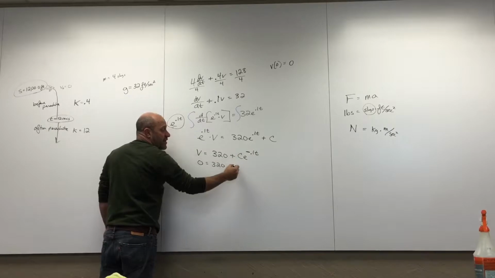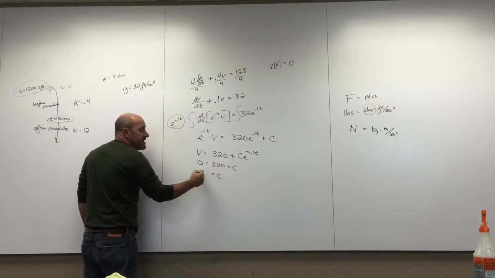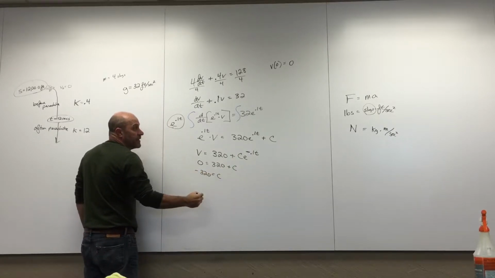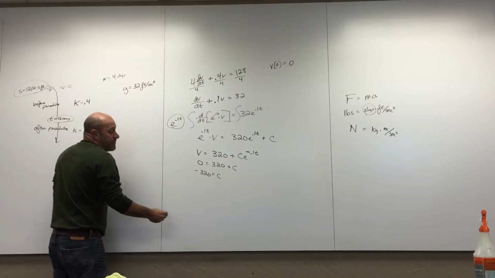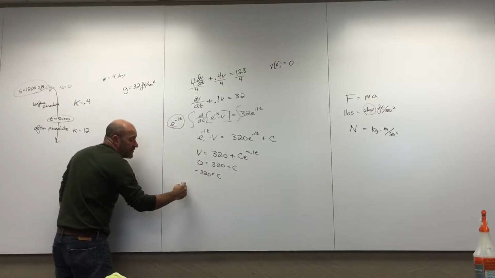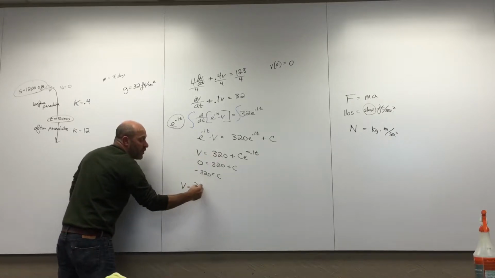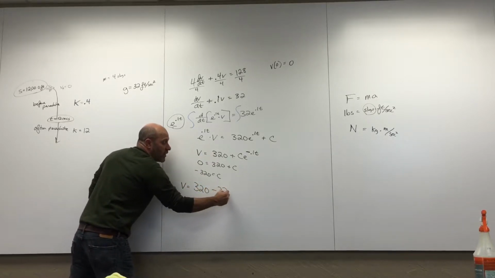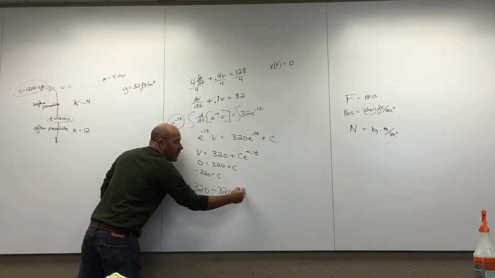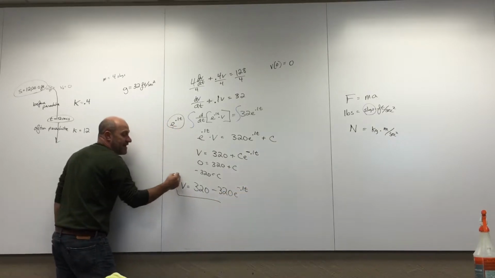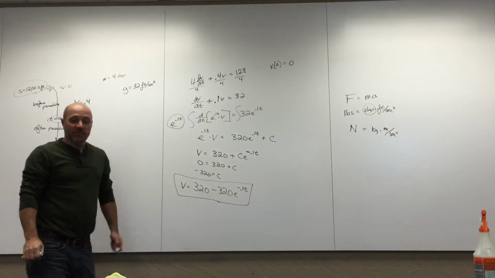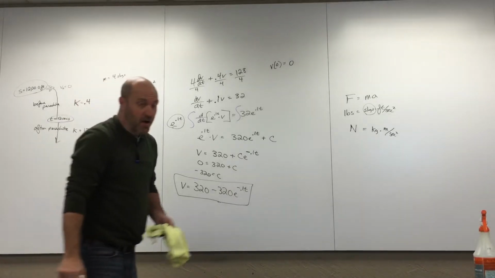Oh, that's e to the 0, so this is c. So c is negative 320. So here I am. My velocity for the first 12 seconds is 320 minus 320 e to the negative 0.1t. Ta-da! We solved the DE. Now, we got our work cut out for us.